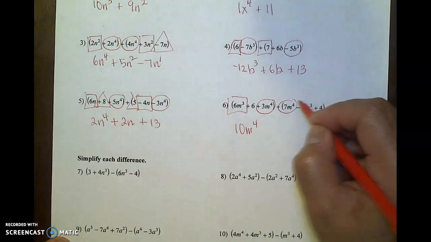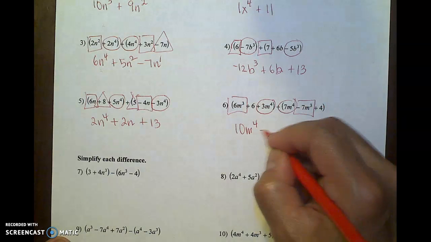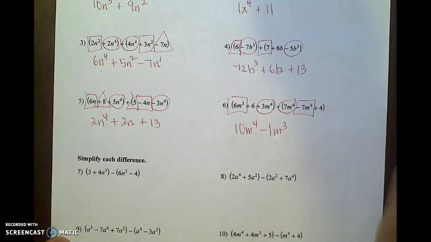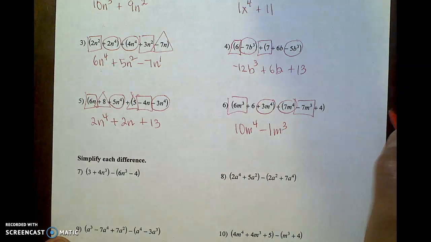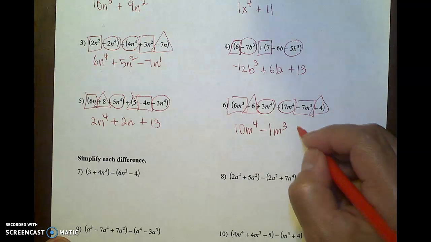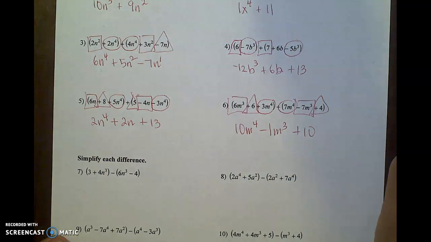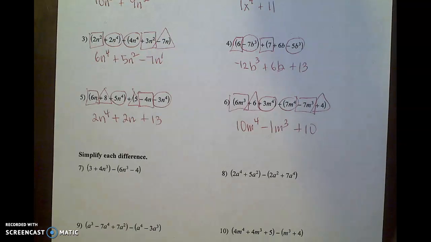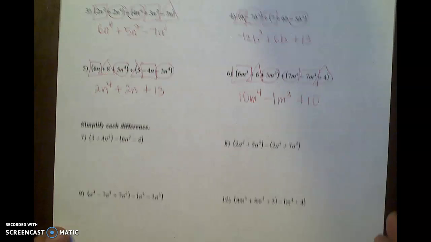6m cubed, negative 7n cubed, negative 1m cubed. Constant of 6, constant of 4, combine them to get 10. Alright? Alright, moving on to subtraction.